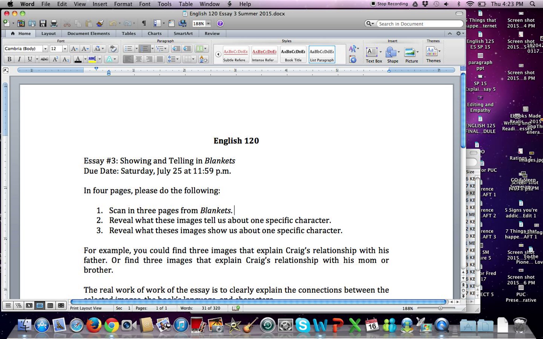Reveal what these images tell us about one specific character. What they tell us. So what does the language in the text show us? Okay, the dialogue, any narration that Craig offers, Craig Thompson's narrator. You also need to reveal what these images show us about one specific character. So in other words, what is implied about that one character? Okay, what does the artwork add up to in terms of messaging about that character?